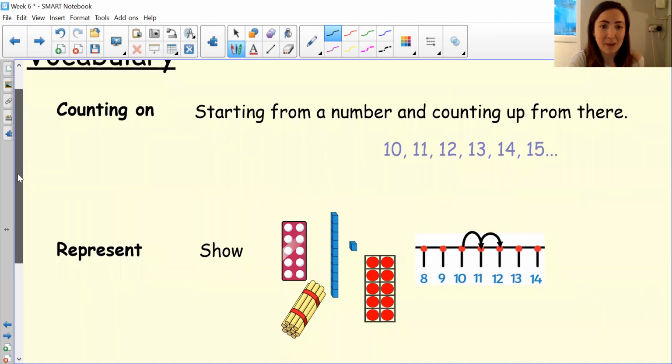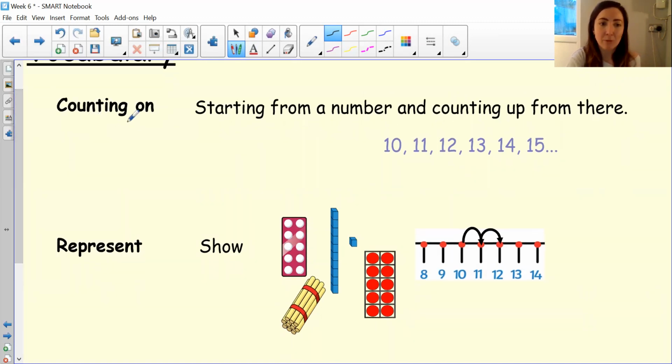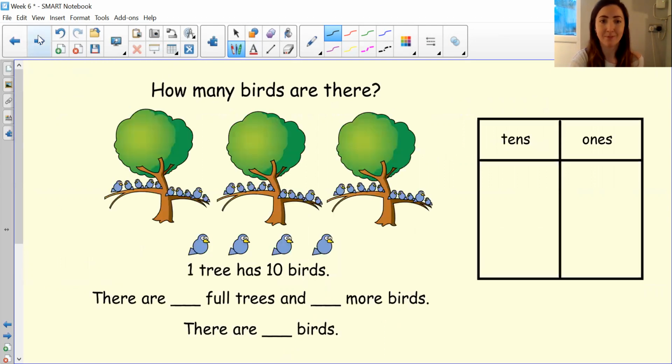Right, so our vocabulary, let's refresh our memories. Counting on, we've had lots of practice with that. It means starting from a number, can be any number, and then counting up from there. And then represent means to show something.